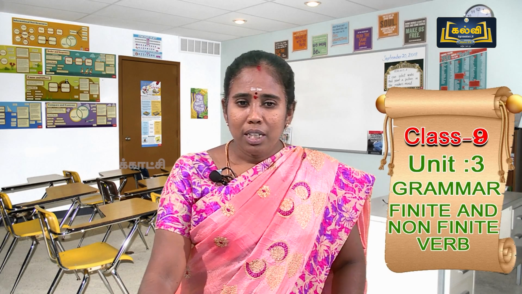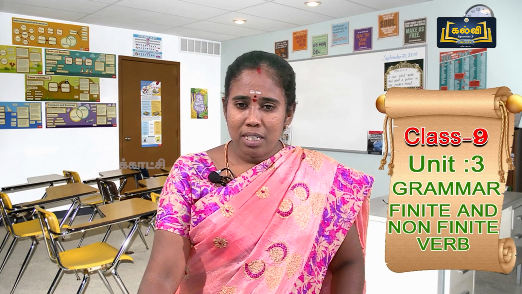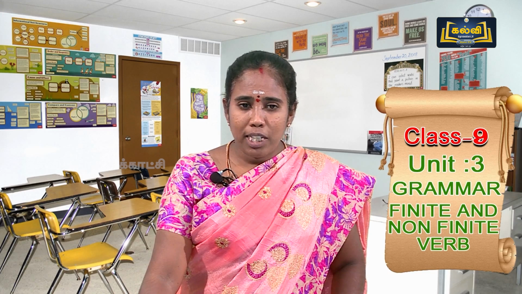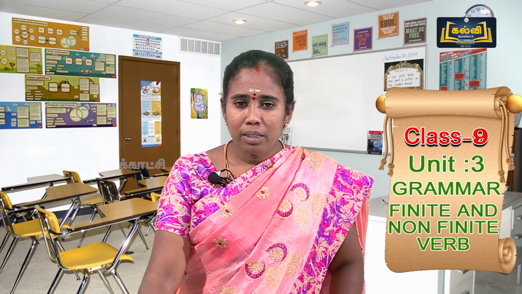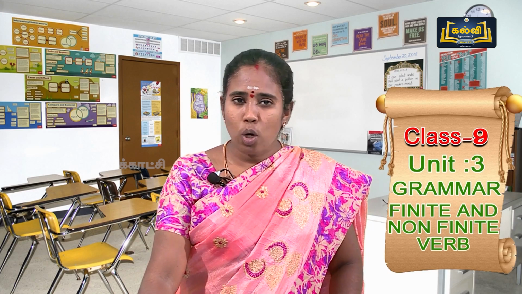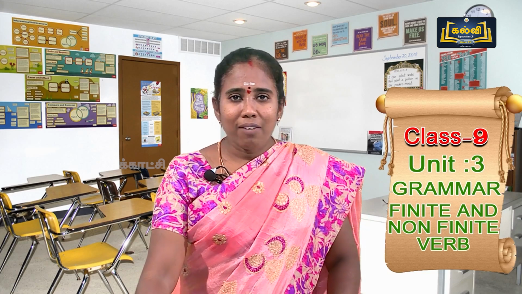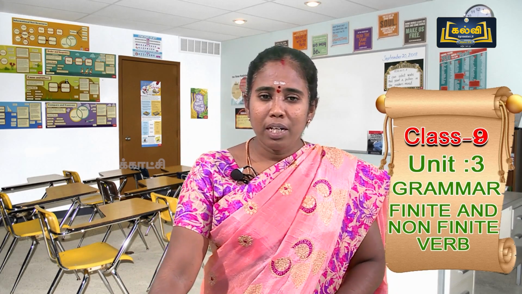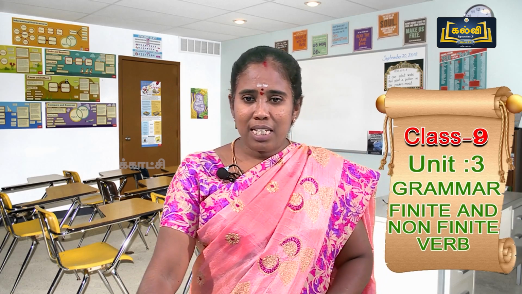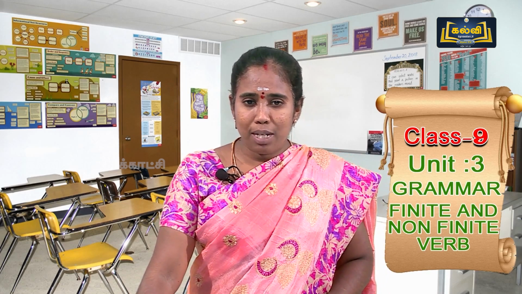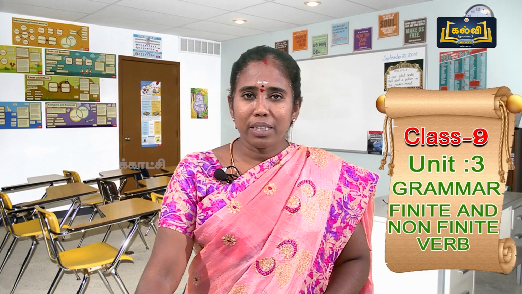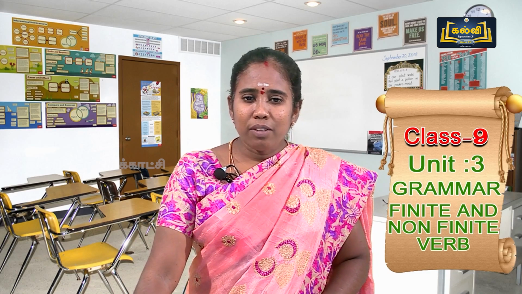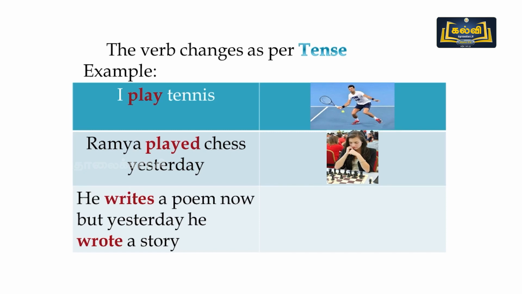A verb that indicates tense and changes according to the subject, number and person is called a finite verb. I will repeat, children. A verb that indicates tense and changes according to the subject, number and person. Let us see with examples how the verb changes as per tense.